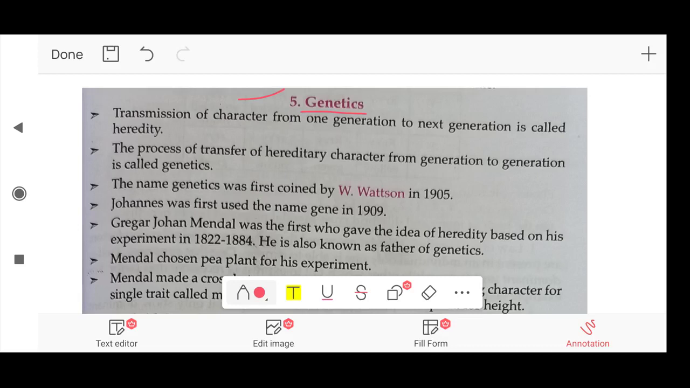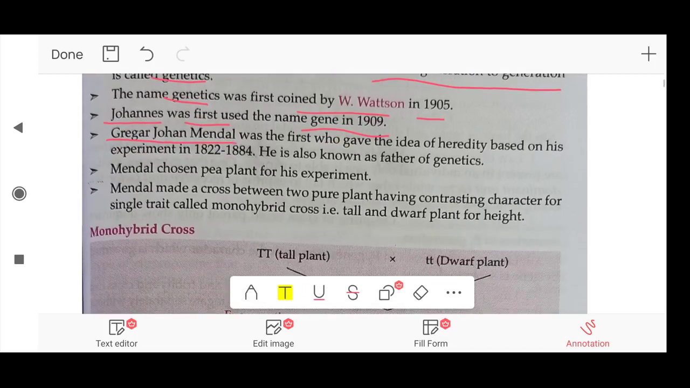Let's start. Transmission of characters from one generation to the next generation is called heredity. The process of transfer of hereditary characters from generation to generation is called genetics. The name genetics was coined by W. Watson in 1905. Johannsen was the first to use the name gene in 1909. Gregor John Mendel was the first one who gave the idea of heredity based on his experiments in 1822 to 1824. He is also known as the father of genetics.